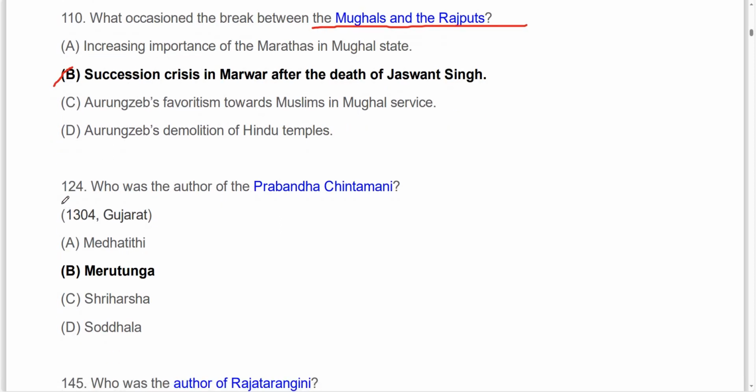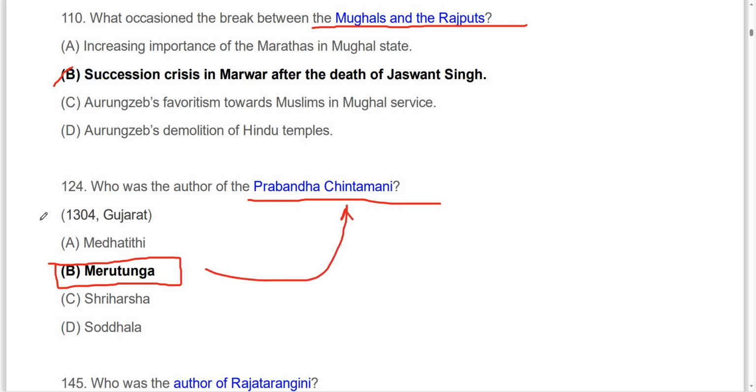Who was the author of the Prabandha Chintamani? Merutunga. Basically, Merutunga authored Prabandha Chintamani, a Gujarati text, I guess, composed in the year 1304. So the author of Prabandha Chintamani was Merutunga.